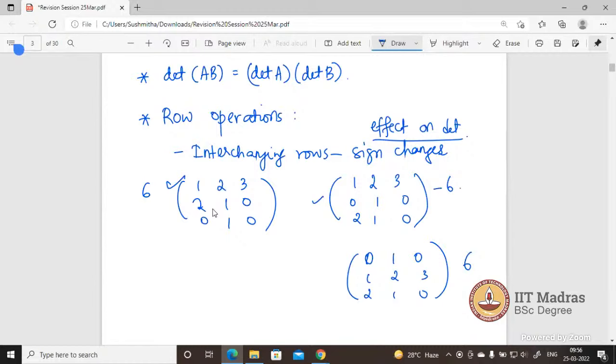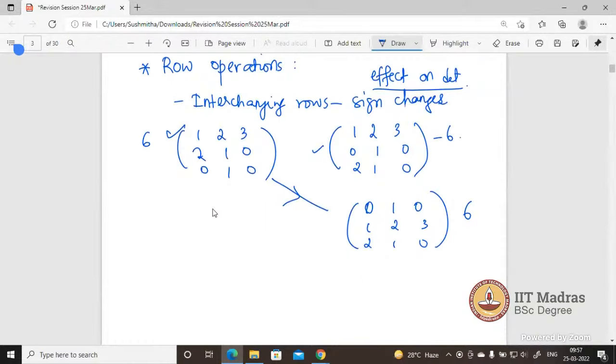Yes, the sign changes again. If you start from this matrix, you can see that there are two interchanges that have happened. The first row has become the second. At every interchange, the sign changes. Every time you interchange two rows, the sign gets multiplied by -1, which means the determinant gets multiplied by -1.